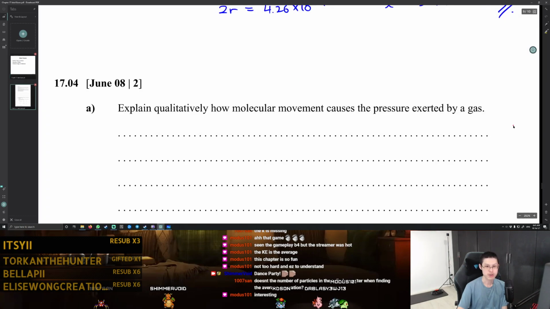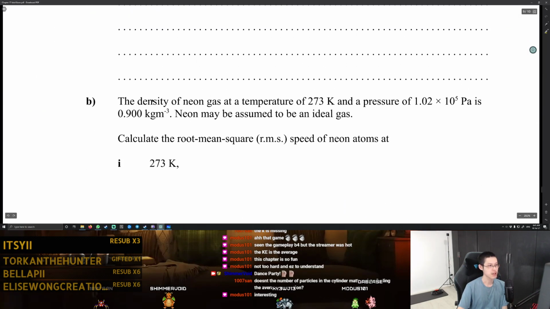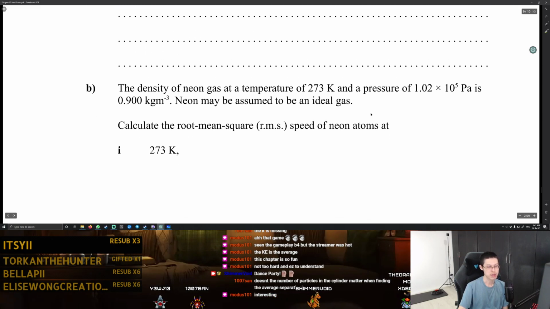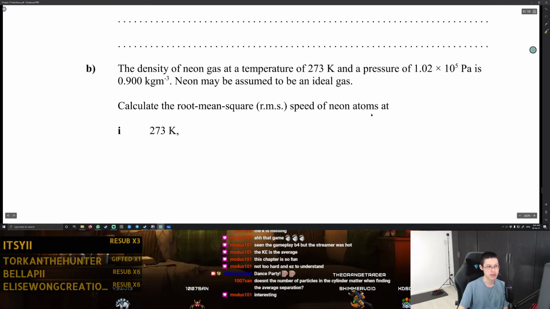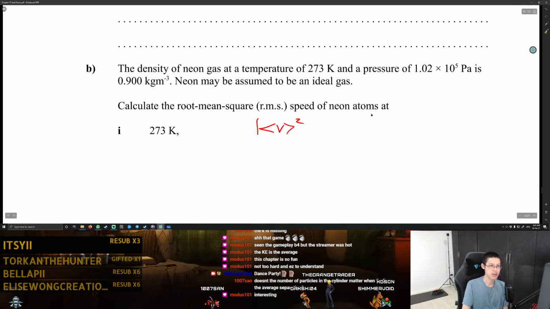Alrighty, let's continue. The density of neon gas at some given temperature and some pressure is this one. Neon gas is assumed to be an ideal gas. Calculate the root mean square speed of neon gas. Okay, how do you find the root mean square speed? So we know what the mean square speed is. The mean square speed looks like that. The root mean square speed is essentially the square root of this, which gives you just this. Sometimes it's referred to as the RMS speed.